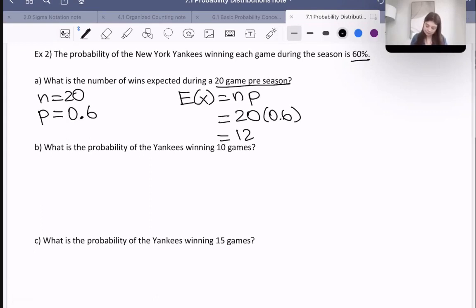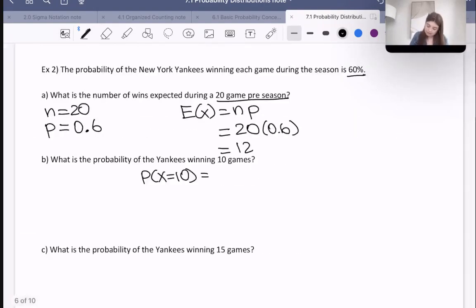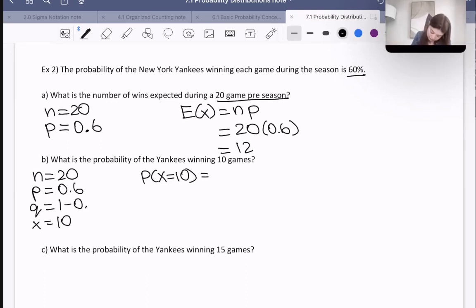Okay. So the probability of the Yankees winning exactly 10 games is equal to, well, going back to this equation over here is what we'll use. So we need to find out what n equals, p equals, q equals, and x equals. So x we already filled in. We said x is 10 games because that's what the question asked. They wanted to know what is the probability of winning exactly 10 games. N is 20. We already know that from the last question. And p is 0.6. Now q, remember, is just 1 minus p, right? It's just going to be 1 minus 0.6 in this case, which is 0.4, right?